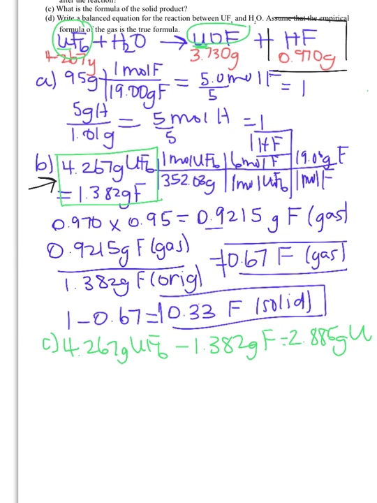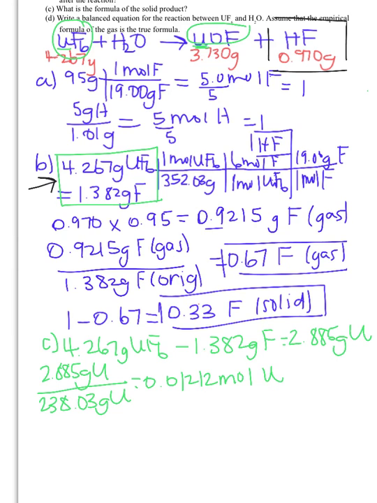And guess what we can do with those grams of uranium? Always go back to base, and our base is a mole. If I want to convert 2.885 grams of uranium to moles of uranium, I'm going to divide by the molar mass of uranium, which is 238.03, and I get 0.01212 moles uranium.